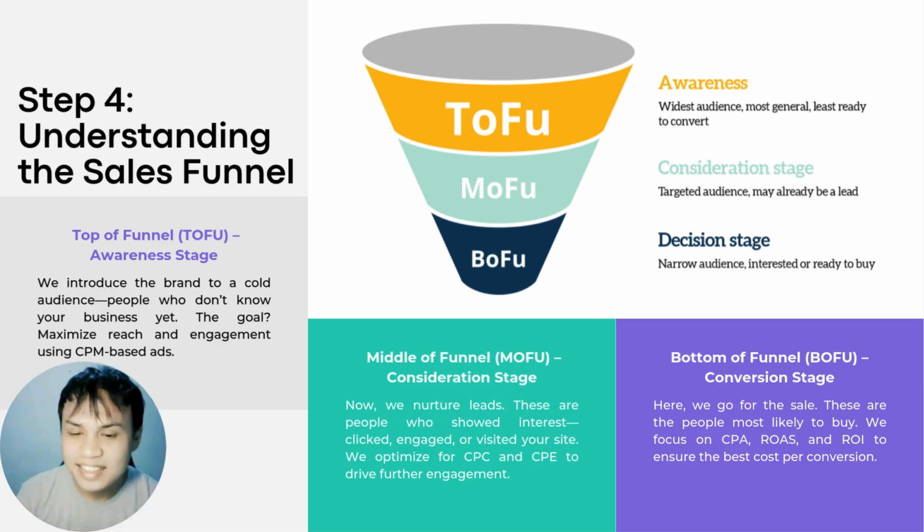Now we move forward to the fourth stage, understanding the sales funnel. A successful ad strategy follows a three-stage funnel approach. The first of the line is the TOFU, or the top of the funnel. This is where we see the awareness stage. We introduce the brand to a cold audience, the people who don't know your business yet. The goal is to maximize reach and engagement using CPM-based ads.